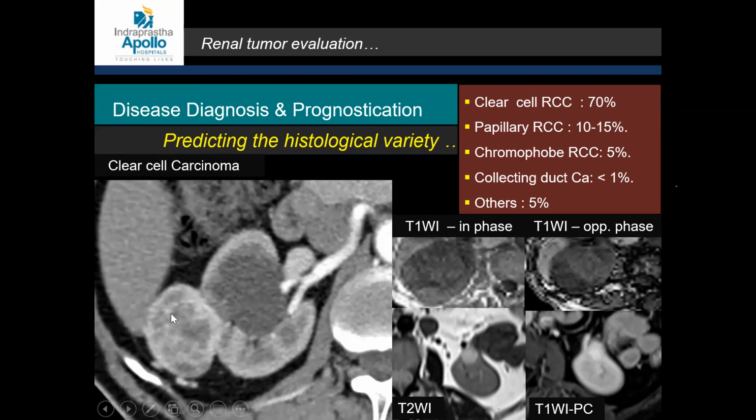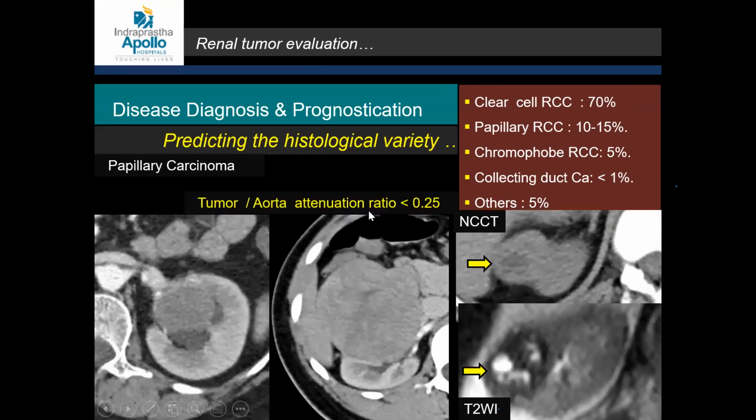we need to look at the degree of enhancement of the renal tumor as compared to the aortic enhancement. So this is aorta, which is bright, and this is the degree of enhancement. So the comparison, the ratio of this enhancement versus aortic enhancement, if it is above the cutoff of 0.25, it is likely to be clear cell tumor. If it is hypoenhancing, like this is a tumor, this is a tumor, look at this enhancement and compare it with the aortic enhancement. So the ratio is significantly less than 0.25. So this is likely to be non-clear cell tumor. So this is how we can even predict the histological variety of a renal tumor on a CT contrast study.